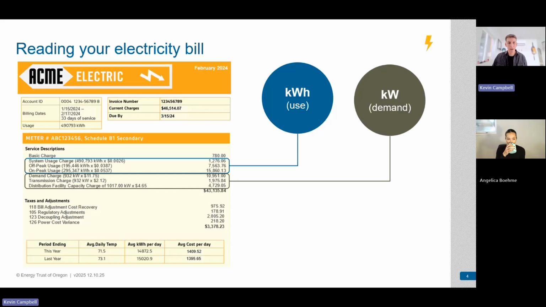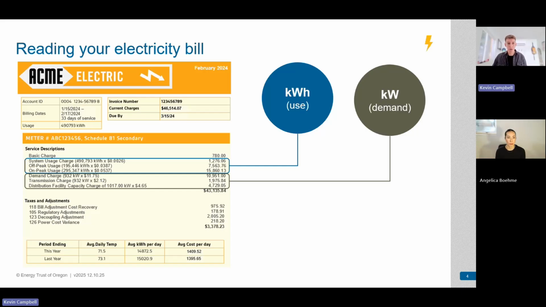The other thing I want to point out here is look at the amount for each one of these line items. So the total cost associated with just the energy use portion of this bill is, by and large, the majority of the bill cost. It's over $25,000. It's the biggest line items on this bill.